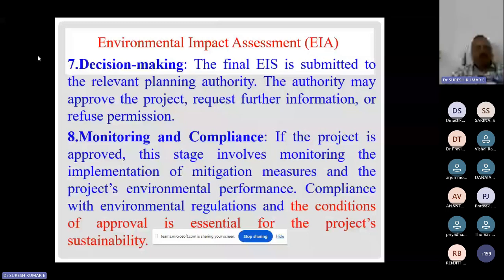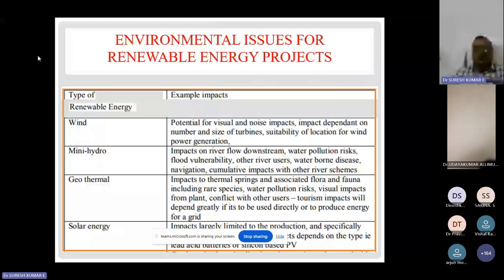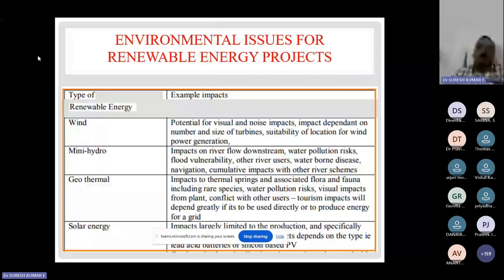Now, I am addressing some four sources: types of renewable energy and corresponding impact. Biomass I left. Wind, that is potential for visual impacts. Previously, I told that visual impacts are due to the blade rotation, and noise and vibration. Impact is dependent on the number and size of turbines. Sometimes there will be 400 to 500 large turbines. Then suitability of location for wind power generation.